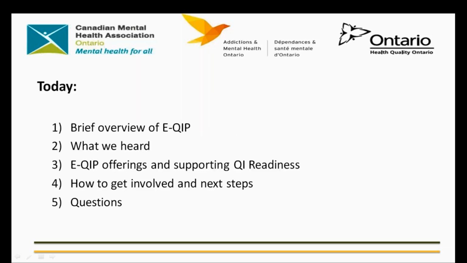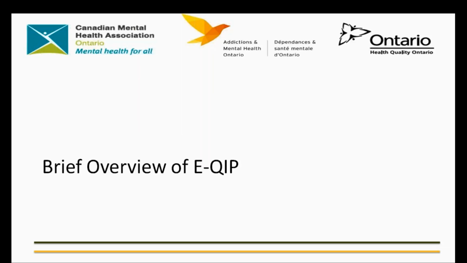So we're going to go ahead and get started. Today we're going to cover a few things. The first is going to be just a brief overview of E QIP for folks who may not be familiar with us. And we're going to talk a little bit about what we heard during our regional consultations and our surveys that you probably were part of earlier this year. And we're going to detail the various E QIP offerings and supports that we're going to be providing. And we're going to talk about our next steps and how you can get involved and take advantage of some of these offerings. And of course we're going to leave time at the end for questions because we want to hear from you. So we'll start with a brief overview of E QIP.